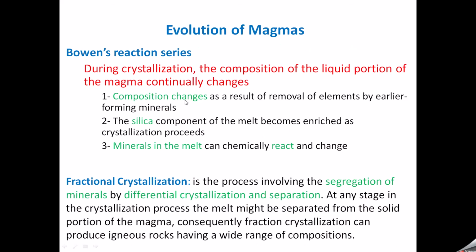Now, evolution of magmas and some information about Bowen's reaction series. During crystallization, the composition of the liquid portion of the magma continuously changes. Composition changes as a result of removal of elements by earlier forming minerals. The silica component of the melt becomes enriched as the crystallization process proceeds. Minerals in the melt can chemically react and change.